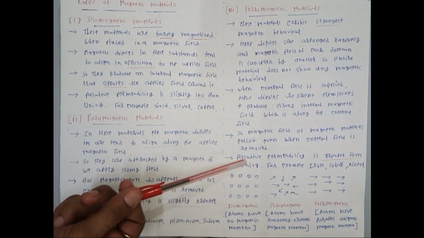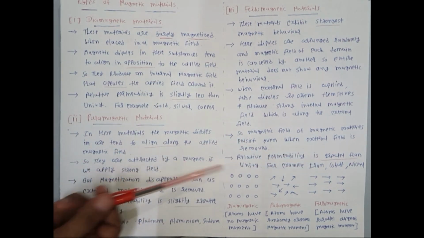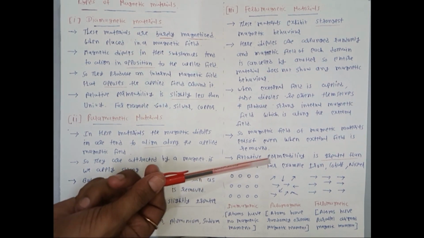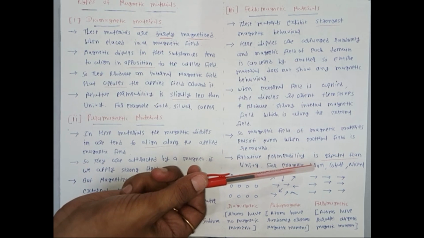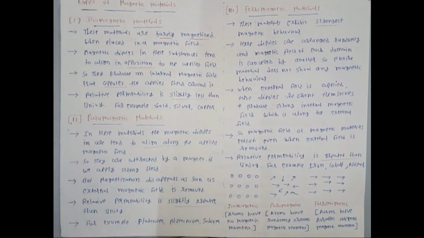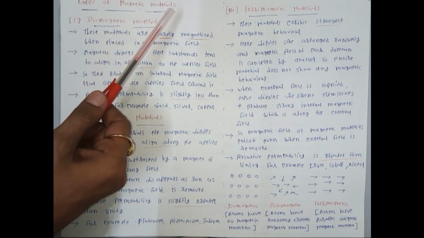Here relative permeability is greater than unity, not slightly greater, but more than unity. For example, ferromagnetic materials are iron, cobalt and nickel. So these all are about the types of magnetic material.